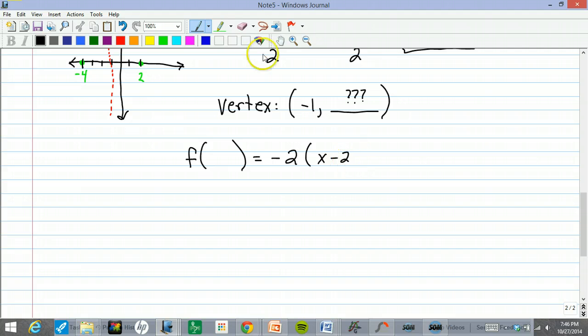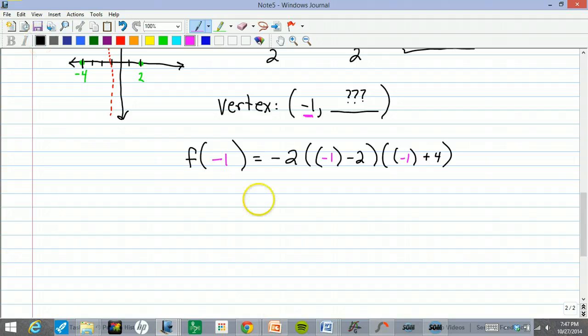Which we simplified to negative 2 times the group x minus 2. Oops, let me undo that. Sorry, because we're actually inputting negative 1 now. So do another parenthesis here, minus 2, that's our first group, and then it was x plus 4, but we're actually going to input negative 1 plus 4. So let me fill those in. We're taking our x-coordinate and evaluating the function here. Alright, so parentheses kind of get in the way, but let's just work carefully.